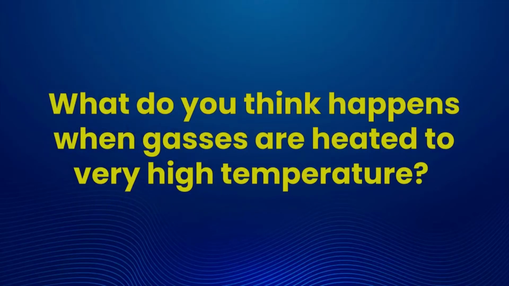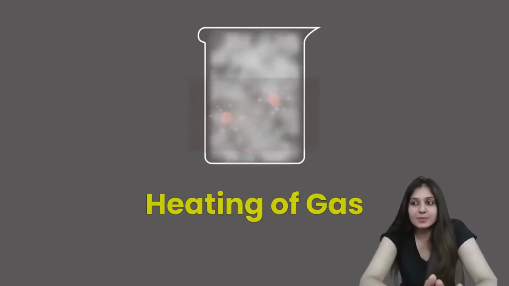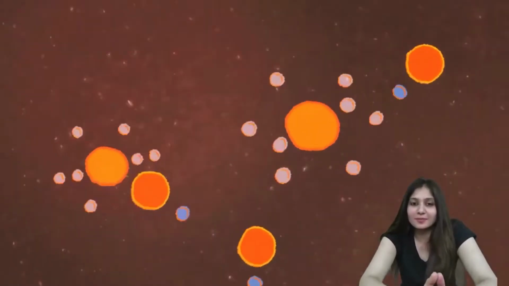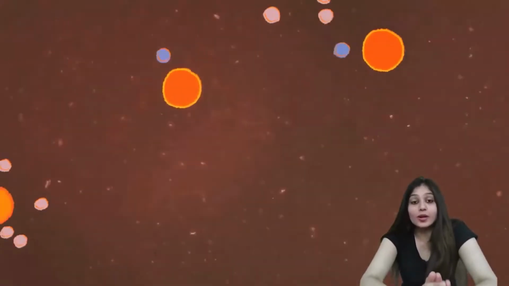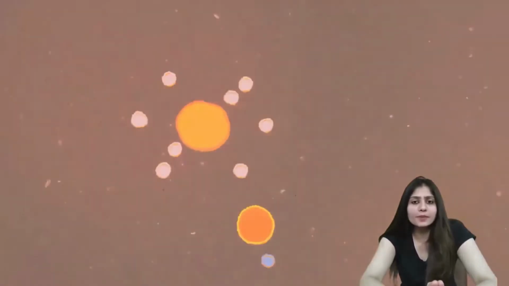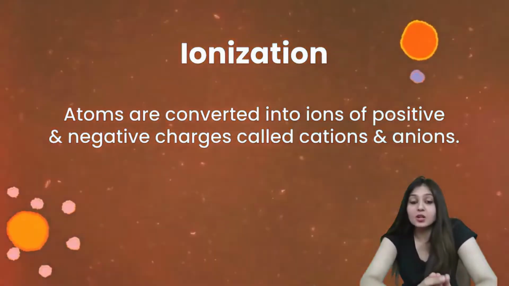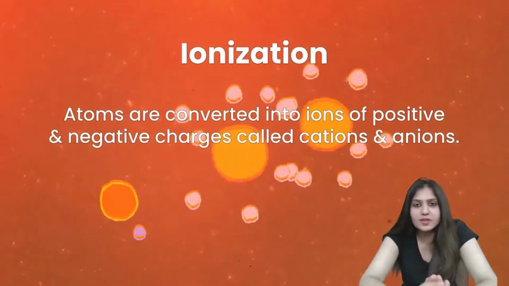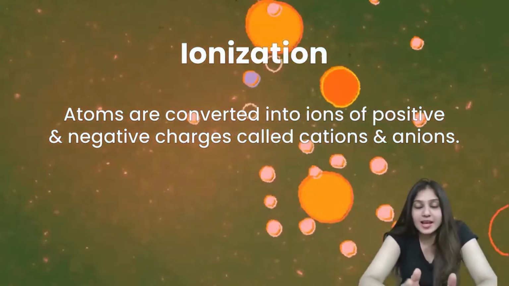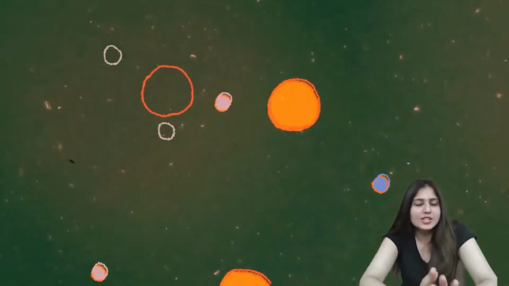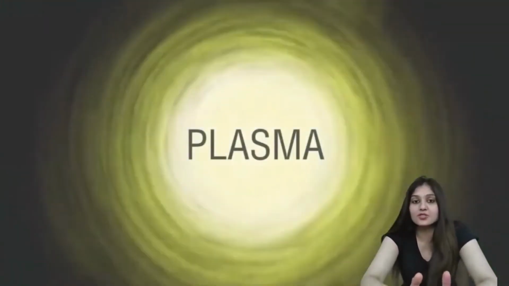Now let me ask you a very simple question. What do you think happens when gases are heated at very high temperatures? Well, if you think that gases just become hot, think again. When gases are heated at very high temperatures, they undergo something called ionization. In ionization, atoms are converted into ions, into positive and negative charges, which are called cations and anions. This is the secret fourth state of matter, which is called the plasma state.